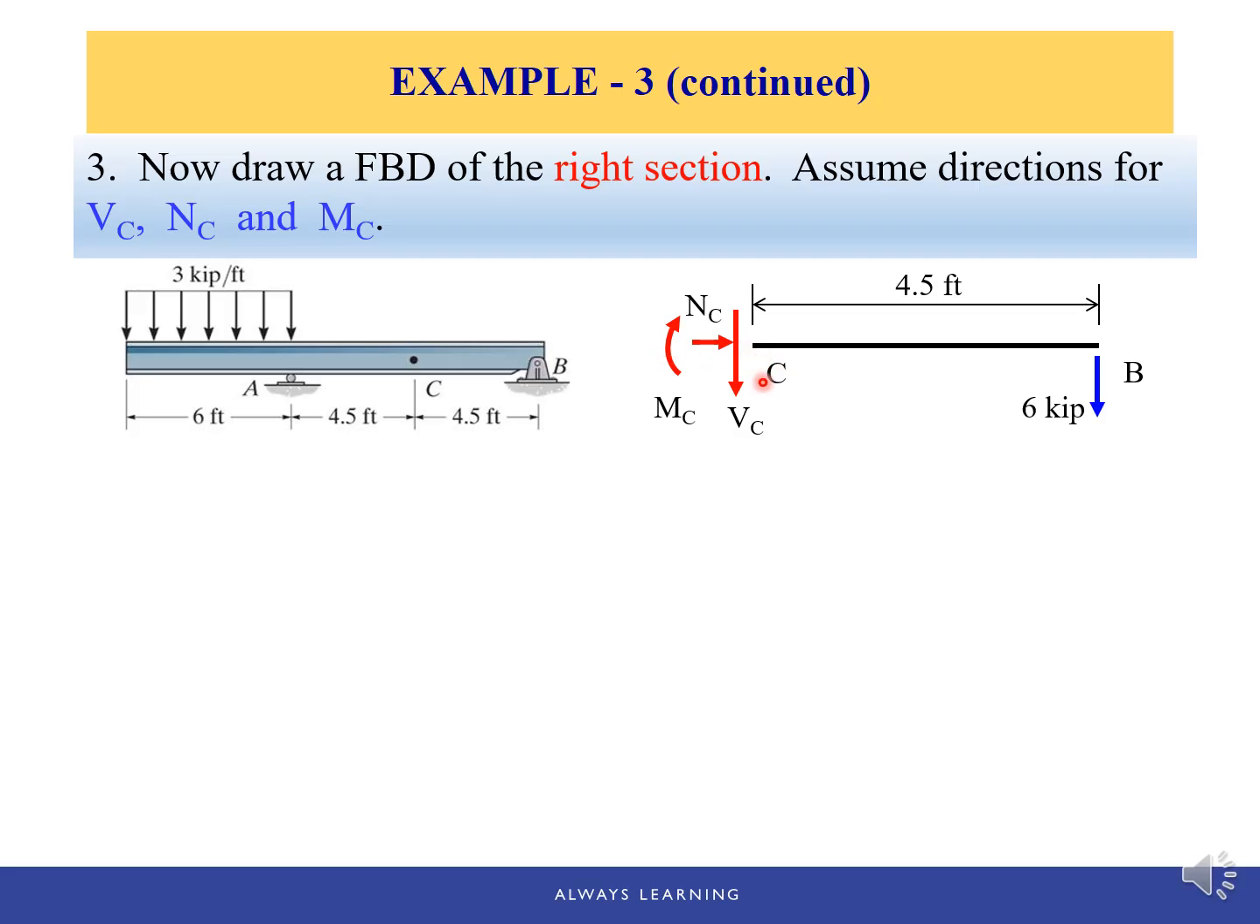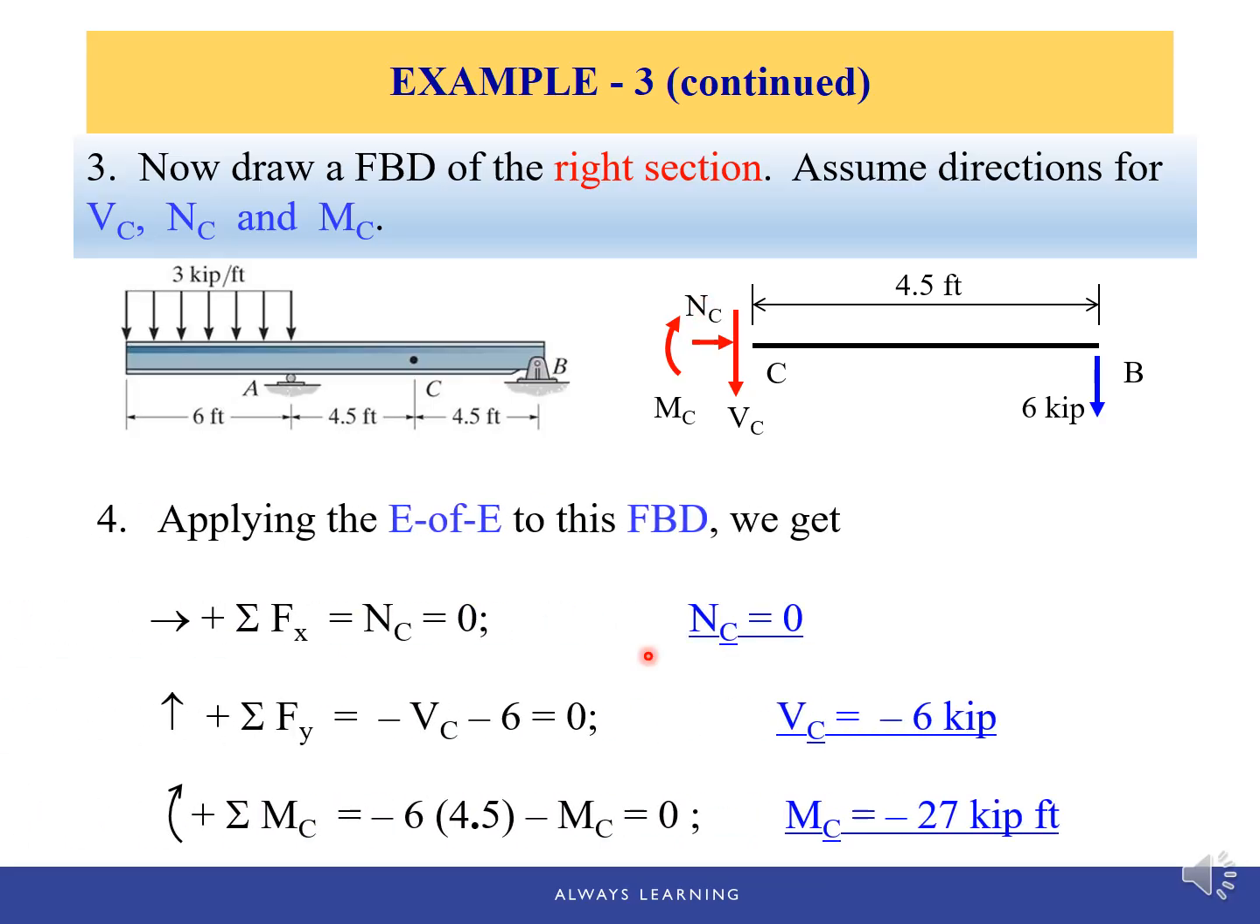But it doesn't really matter because NC is the only force in the X direction. It will be 0 anyways. So write 3 equilibrium equations to solve for the unknowns. NC is 0, VC is negative 6 kip, and MC is negative 27 kip-foot.